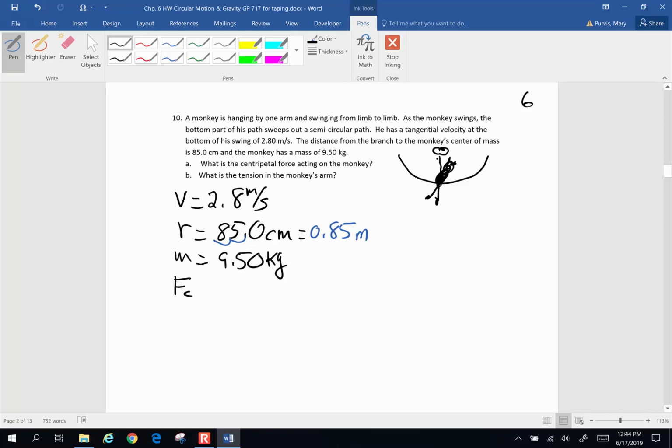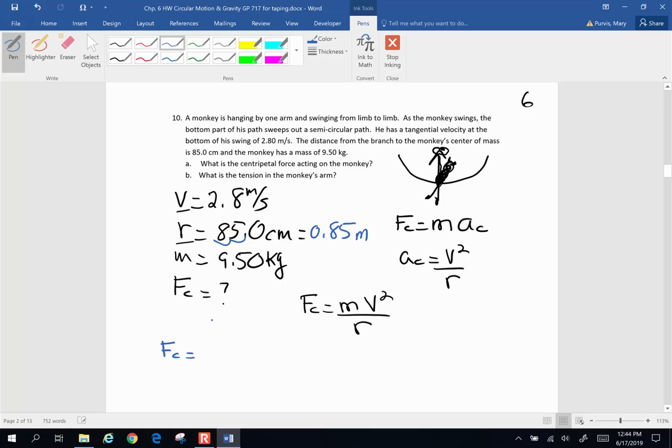Well, the centripetal force pulling him into that circular path is going to be his mass times centripetal acceleration. One of the equations for centripetal acceleration is v squared over r. We have velocity, we have radius, so centripetal force can be mv squared divided by r. So we're going to go ahead and put the values in.